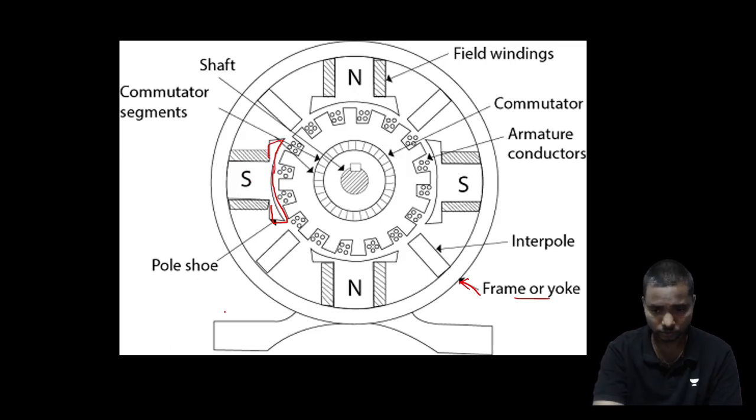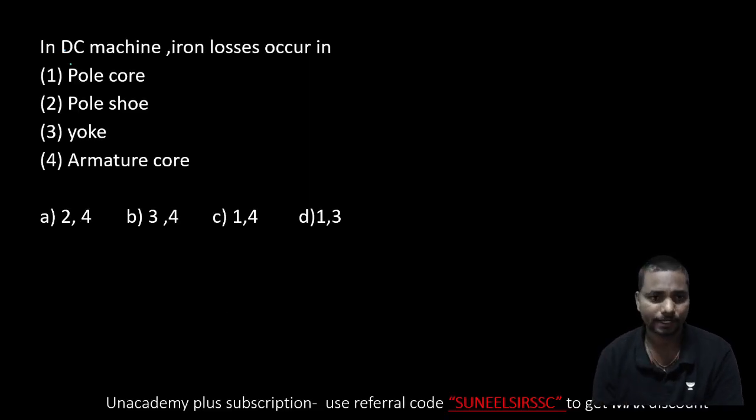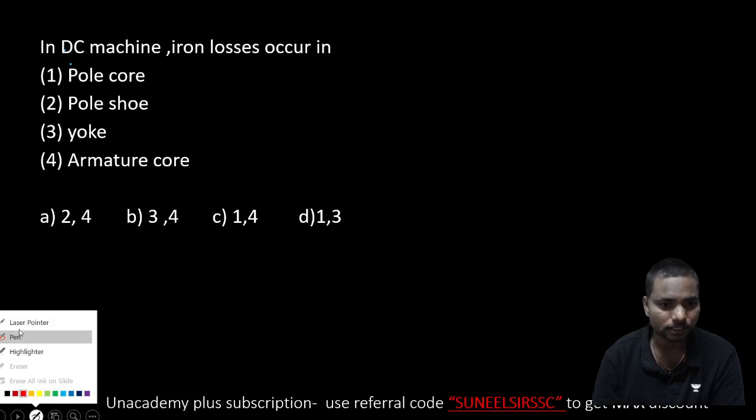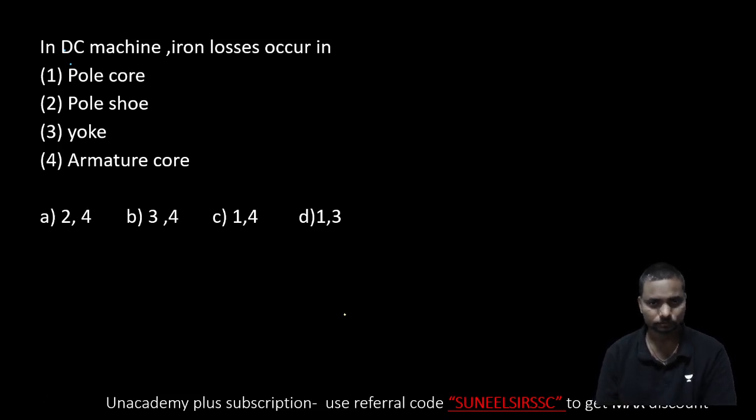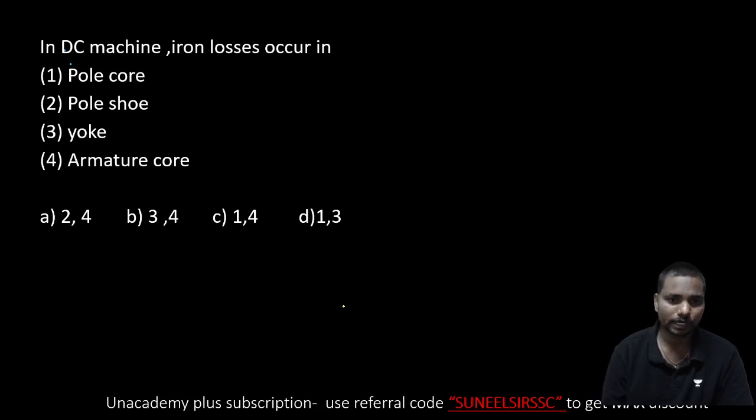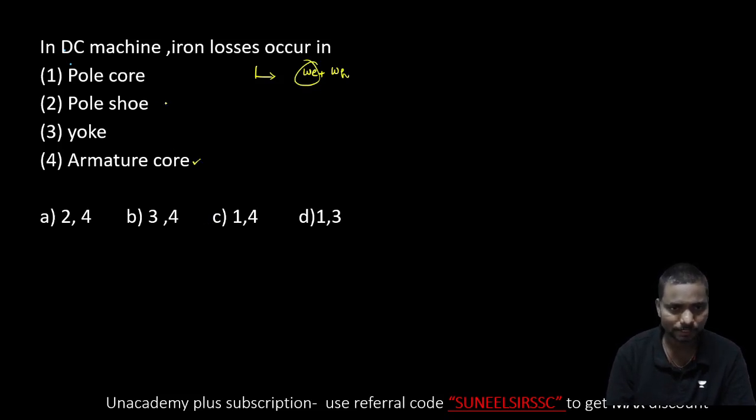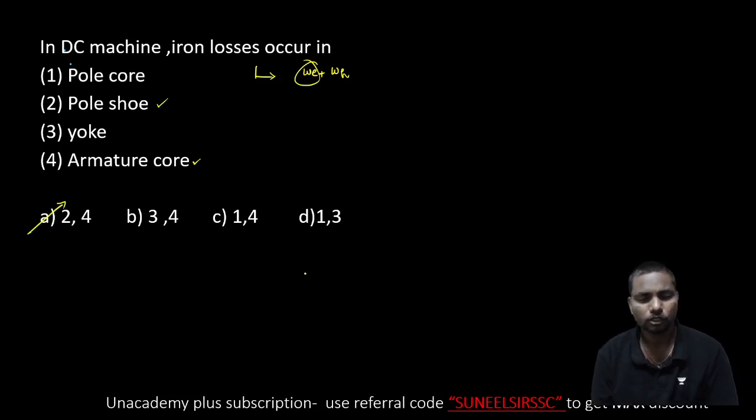Okay, so it has wider area, so it has to be laminated. In DC machine, iron losses occur in which of the parts? Pole core, pole shoe, yoke, armature. Iron losses are nothing but hysteresis plus eddy current losses. Already we have discussed this: eddy current losses occur in the armature core and also the pole shoe. So that is 2 and 4, and the answer is option A.